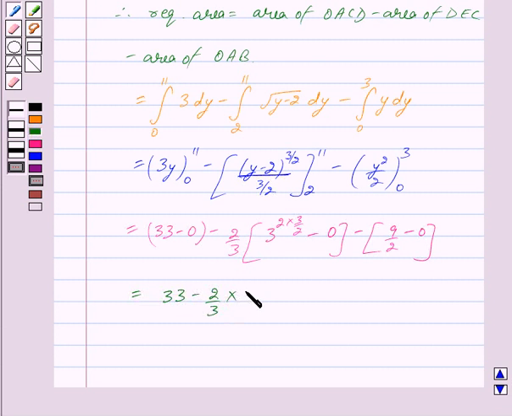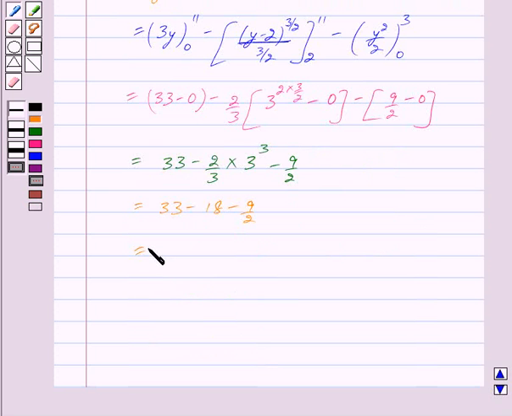And this is equal to 33 minus 2 upon 3 into 3 raised to the power 3 minus 9 upon 2, and this is equal to 33 minus 18 minus 9 upon 2, and this is further equal to, now 33 minus 18 is equal to 15 minus 9 upon 2, and this gives 21 upon 2. Therefore, we get the required area is equal to 21 upon 2.